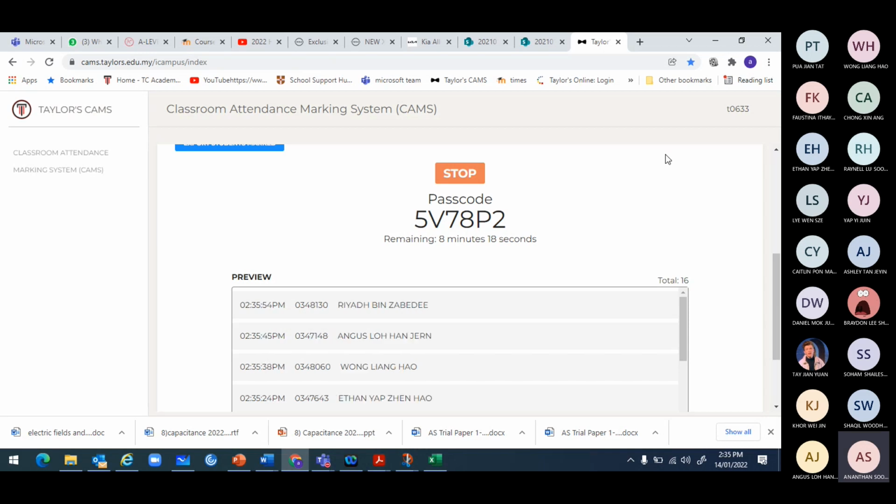Okay, class. So let's restart our lesson. We'll be continuing with what we did yesterday. We just continued with capacitor. So let's go to the documents.